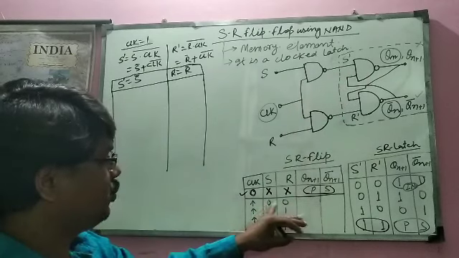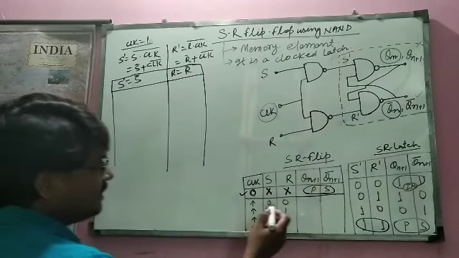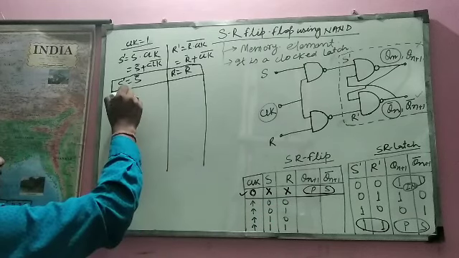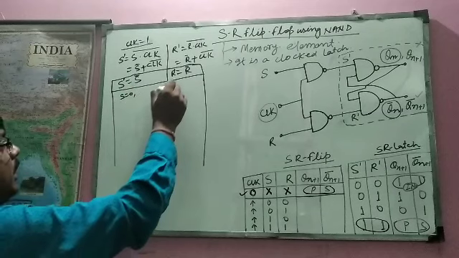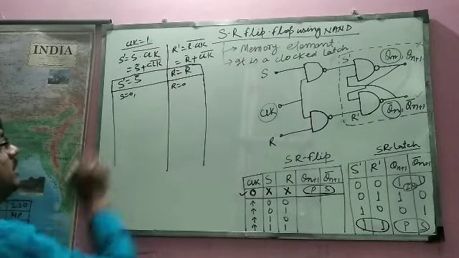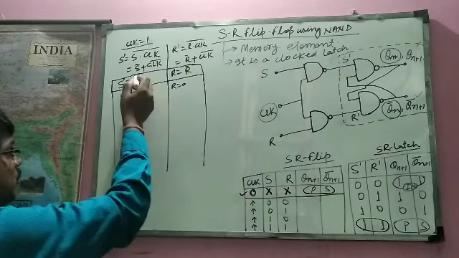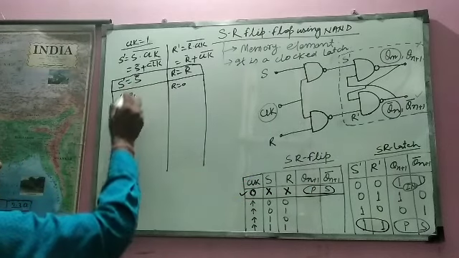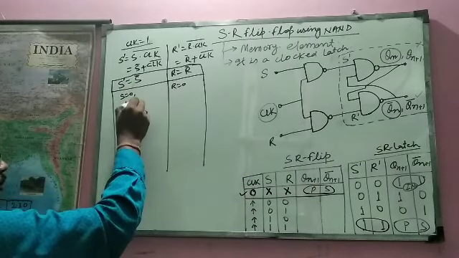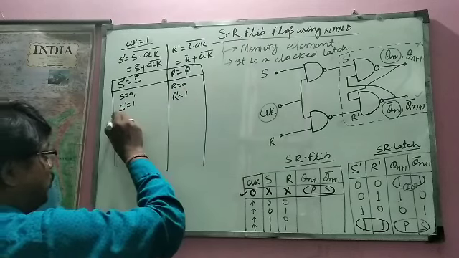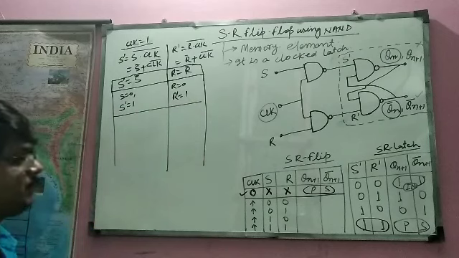If S is equal to 0 and R is equal to 0, both are 0, this condition. So what will be the value of S dash? S dash is equal to S bar, so S dash is equal to 1 and R dash is equal to 1. So what is this condition?